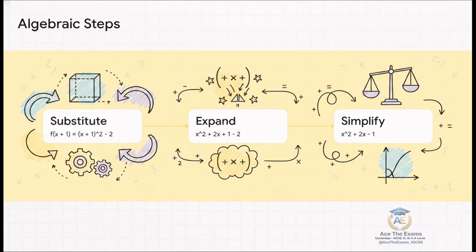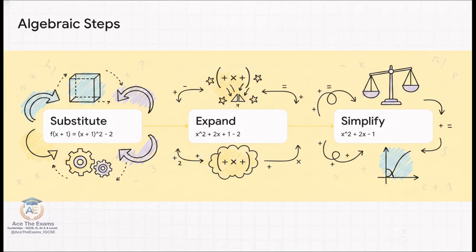Now step 2 is the expansion. Listen to me very carefully. Please don't let this part trip you up. This is a classic Cambridge trap. Do not just write x squared plus 1 squared. Remember your binomial expansion rules. An x plus 1 all squared expands out to x squared plus 2x plus 1. You have to have that middle 2x term. And of course we carry down that minus 2 at the very end.